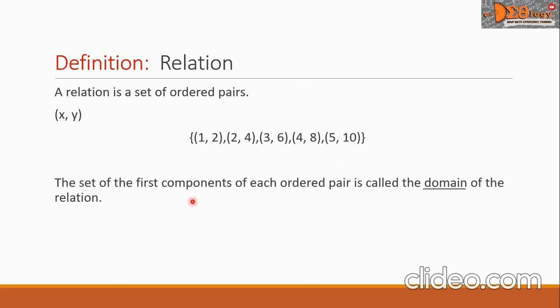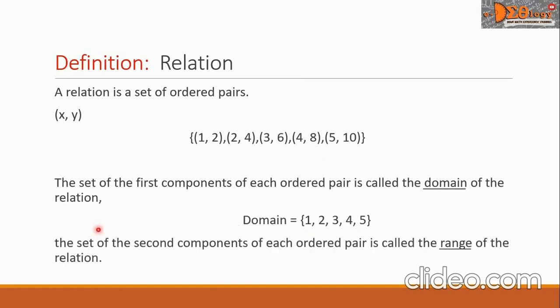The set of the first components of each ordered pair is called the domain of the relation. In here, the domain is 1, 2, 3, 4, 5. The set of the second components of each ordered pair is called the range of the relation. In here, the range is 2, 4, 6, 8, and 10.